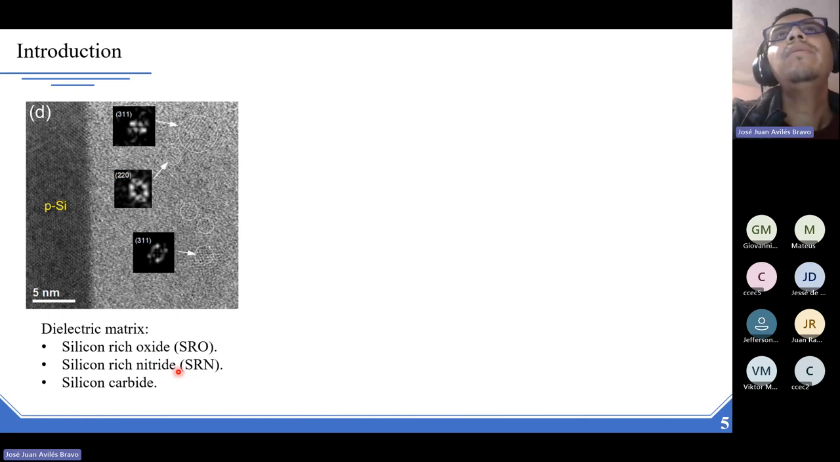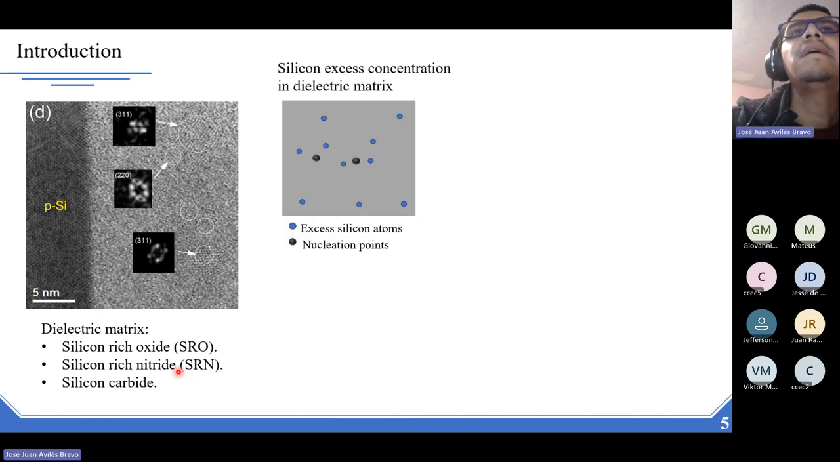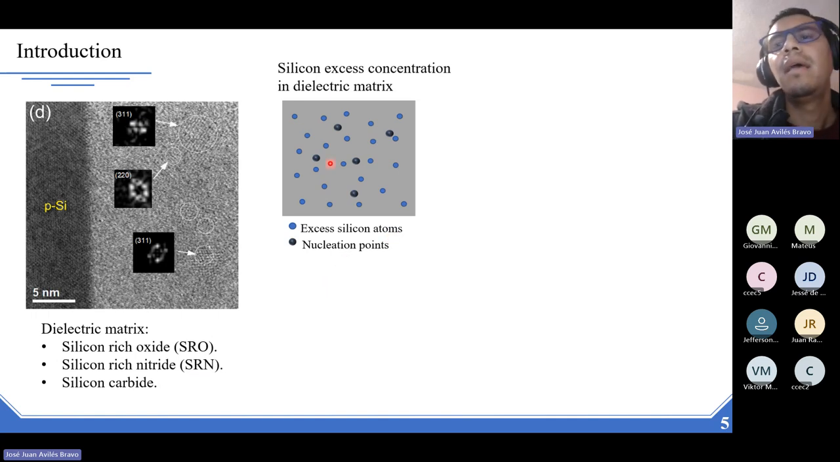There are many factors that affect the luminescence properties of these materials. The first factor is the silicon concentration in the dielectric matrix. Suppose we have a dielectric matrix and silicon excess concentration. That results in excess silicon atoms and nucleation points in the dielectric matrix. So, the more silicon excess concentration we have, the more excess silicon atoms and nucleation points there will be in the dielectric matrix.